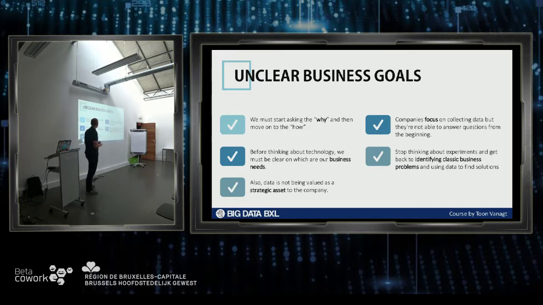And then stop thinking about experiments and get back to identifying classic business problems. People want to find the next big thing through the big data outcome that nobody could have seen, whereas there are probably 15 projects that have real business urgency and real business value, where big data could really help speed up the solutions, and they're discarded because they're not part of this innovation track where big data is put into. So, unclear business goals.